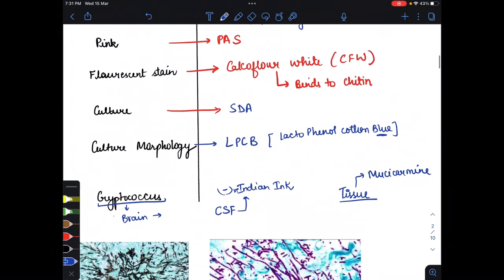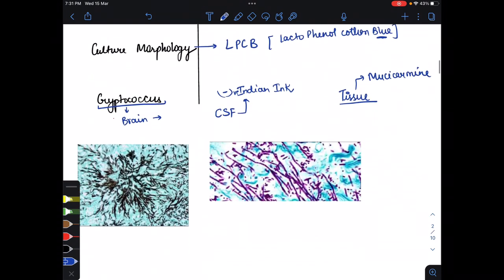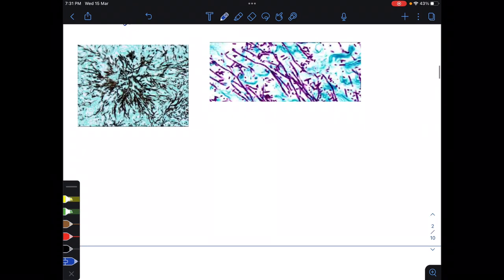Now it's very difficult to remember like this. So now let's move to the photographic images, so that we can remember it very easily. As in this slide, the organism looks black in color. So whenever we see a black slide, then the stain used is silver stain. So please remember silver stain.